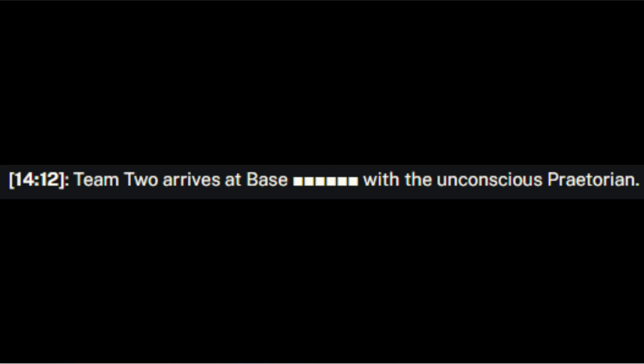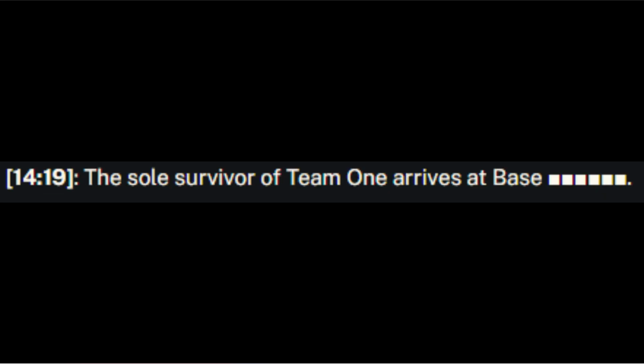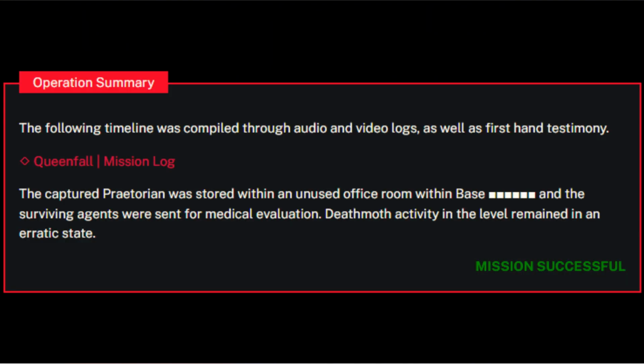1412. Team 2 arrives at base with the unconscious Praetorian. 1419. The sole survivor of Team 1 arrives at base. The captured Praetorian was stored within an unused office room within base, and the surviving agents were sent for medical evaluation. Deathmoth activity in the level remained in an erratic state.